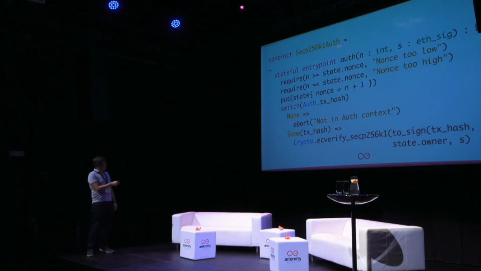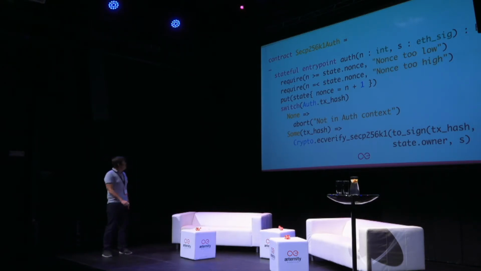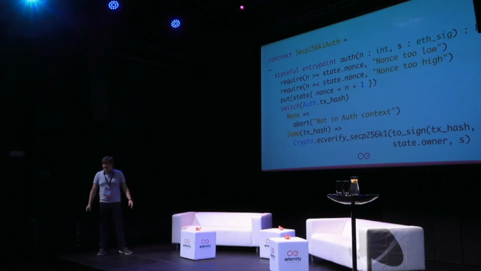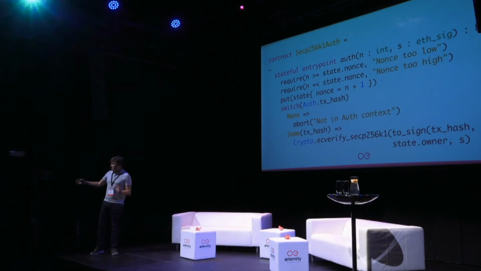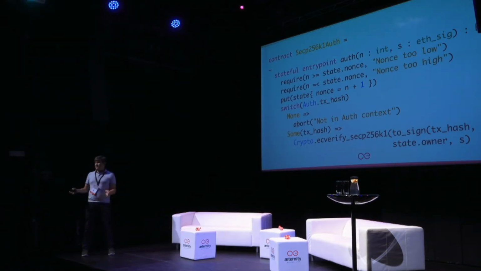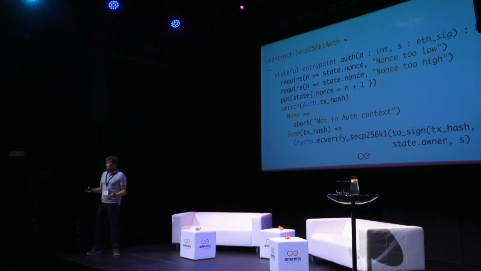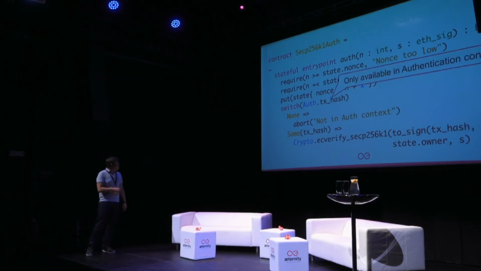Then, as I said, we need to handle the nonce. So of course we should update the nonce of the state and record that we have actually used this nonce. So we put it in the state, and then comes the magic bit. This is what's new and strange. When you are authenticating a generalized account, you are in a special execution context in the Sophia contract, or in the VM, namely in the auth context. And if you are in this context, you can look up the transaction hash of the thing that you're trying to authenticate by saying auth.tx_hash, and if you're in the correct context, it will say some tx_hash.